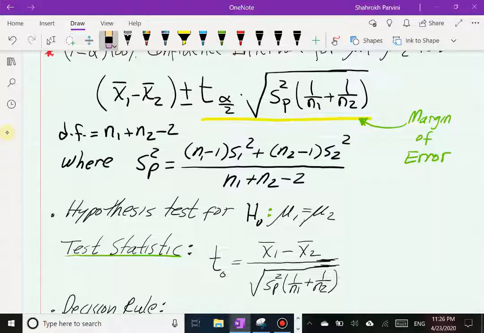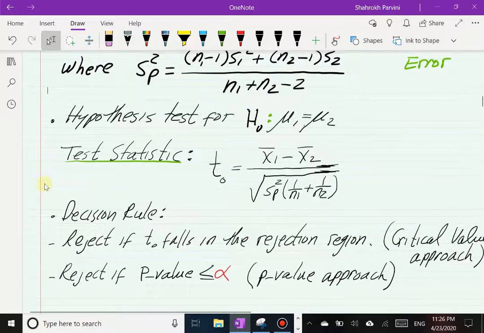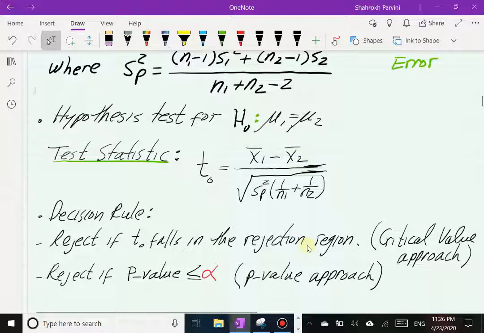Of course, our decision rule for the hypothesis test is that we reject if the test statistic, that's t sub 0, falls in a rejection region, and that's using the critical value approach. And if we use the p-value approach, we reject the null if the p-value is less than or equal to alpha.